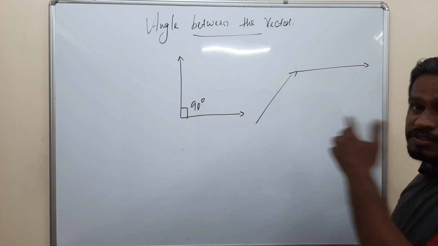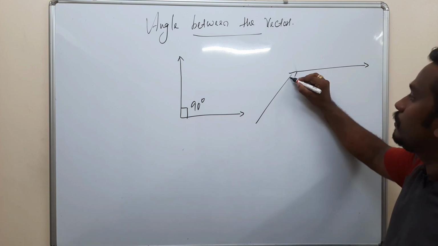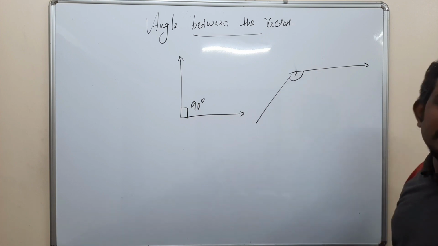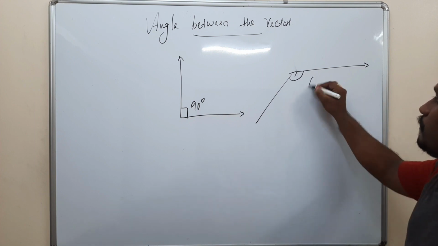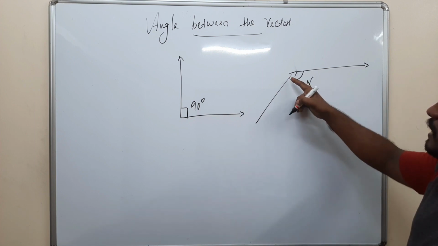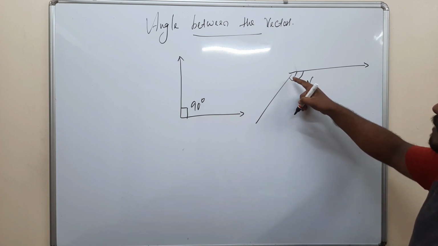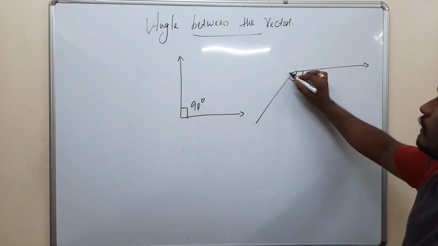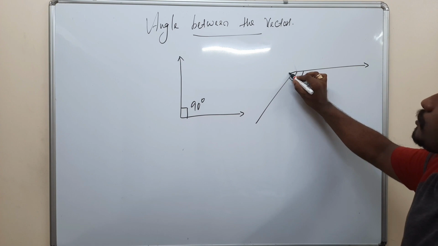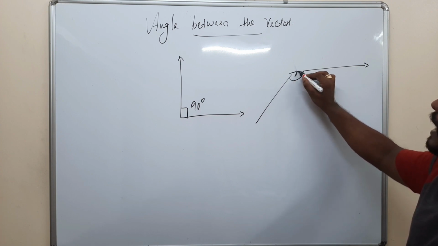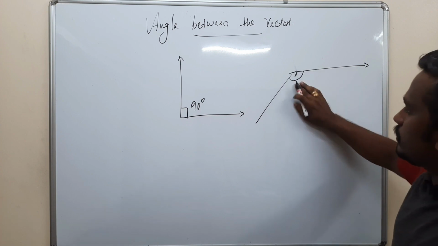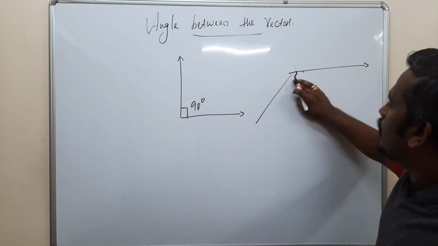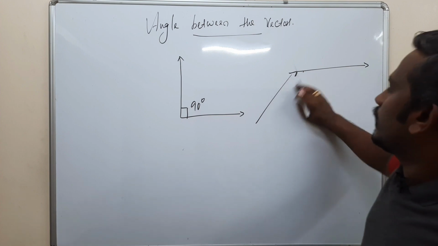What is the angle between these two vectors? So, this is the angle between the vectors. No, this is wrong. Because angle between the vectors means the angle between two tails or two heads. Here, head and tail. So, this is the head of the first vector and this is the tail of the second vector. So, not this angle. So, how to find the angle between the vectors?